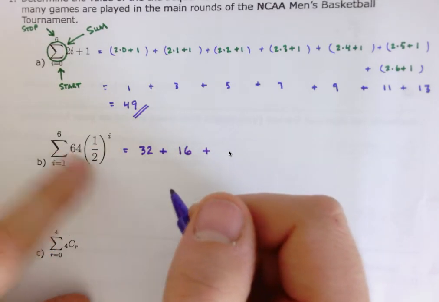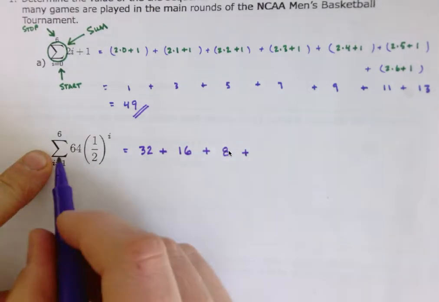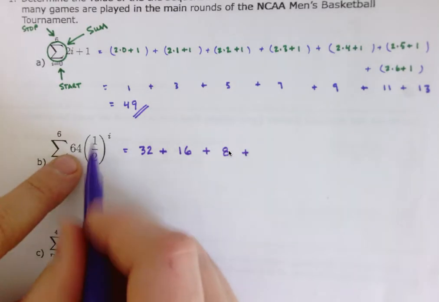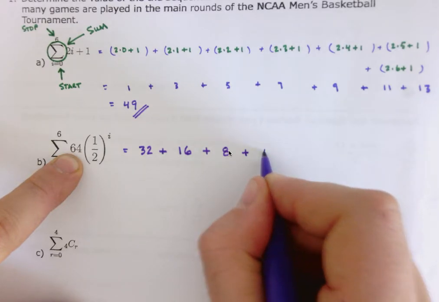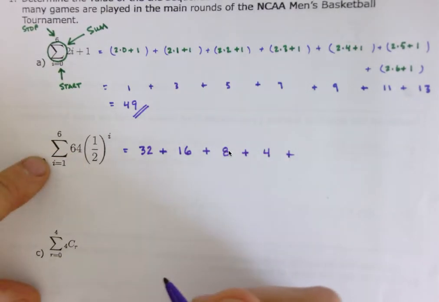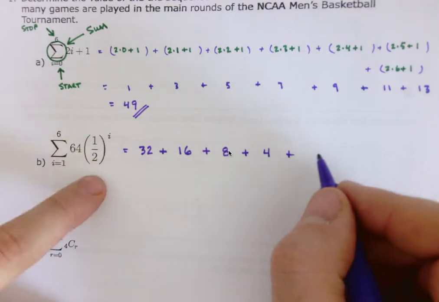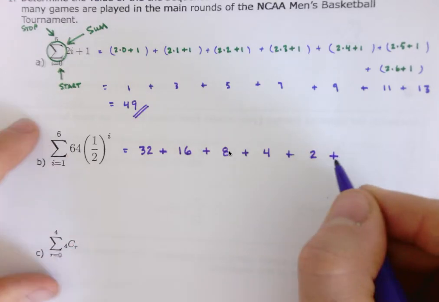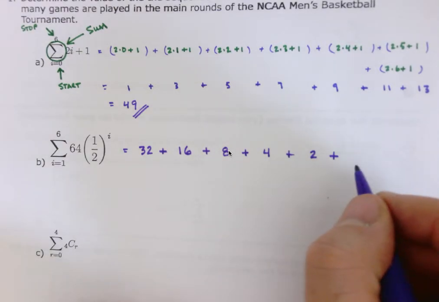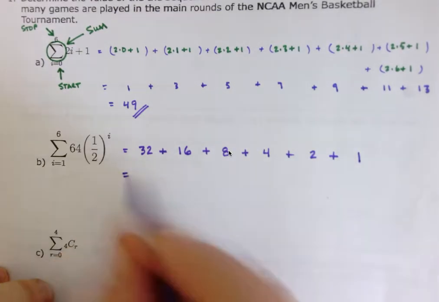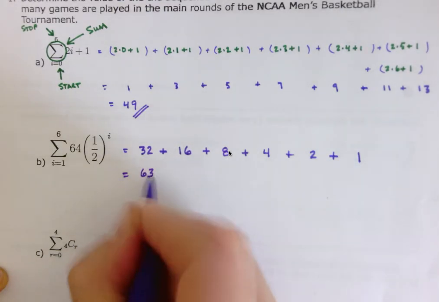plus plug in a 3, 64 times a half to the third, which would be 64 divided by 8, which gives us 8, plus plug in a 4, 1 half to the fourth is 1/16, so 64 divided by 16 is 4, plus plug in 5, you get 1 half to the fifth is 32, 64 divided by 32 is 2. Finally, plug in 6, you would get 64 times a half to the sixth is 64 times 1/64, which is 1. So we get the sum of 32, 16, 8, 4, 2, and 1, which is 63.